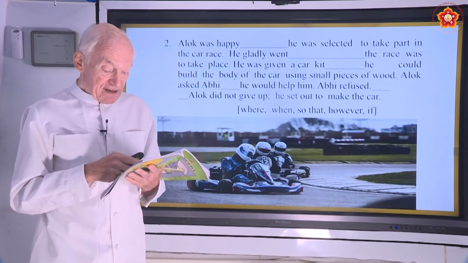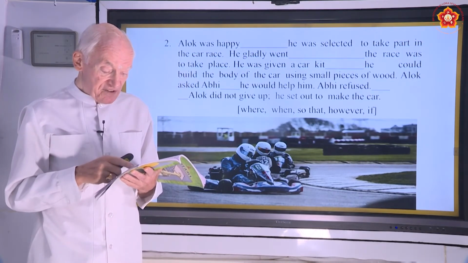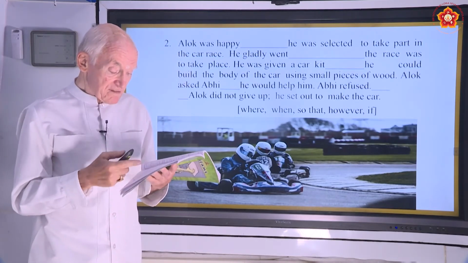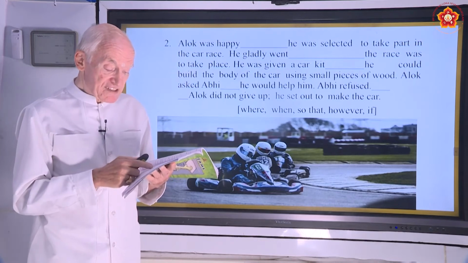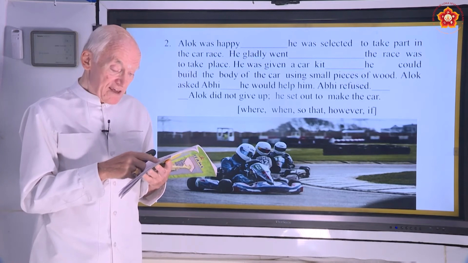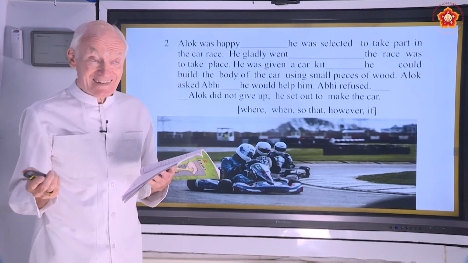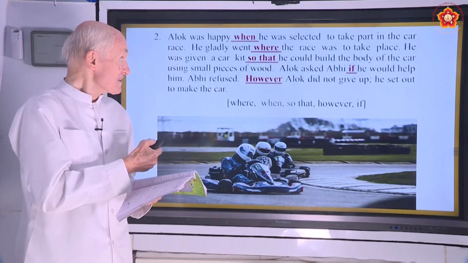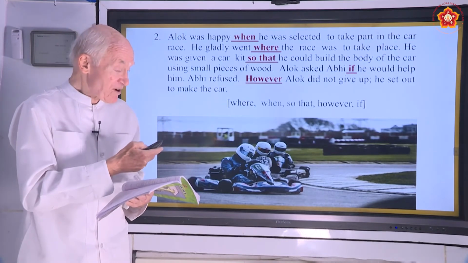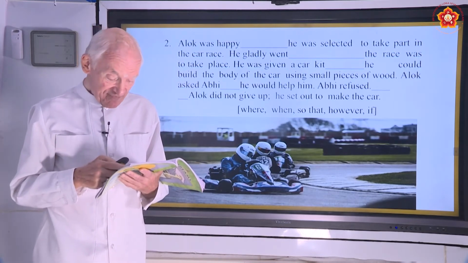He was given a car kit, blank. He could build the body of the car using small pieces of wood. So we have to look at the linkers, and we see so that, however, if, when, where. And we know that he was given a car kit so that he could build a car. Let's see if that's the right answer. He was given a new car kit so he could build the body of the car with small pieces of wood. So that is a perfect linker.